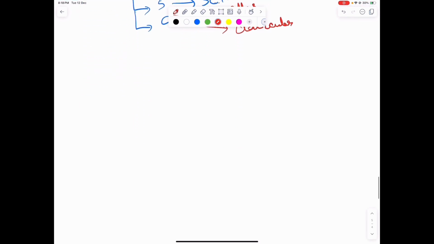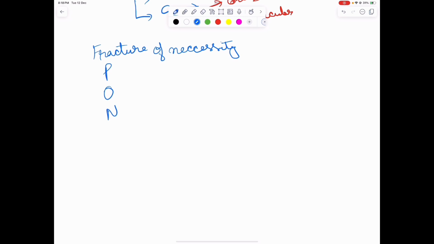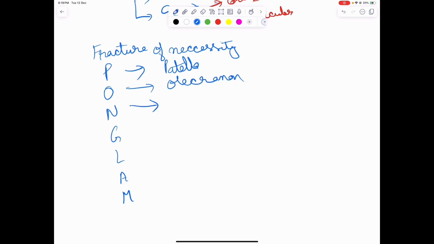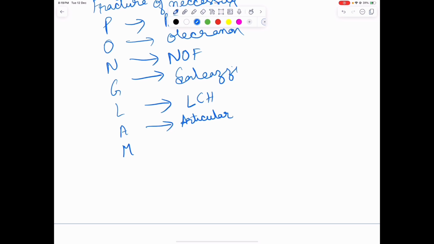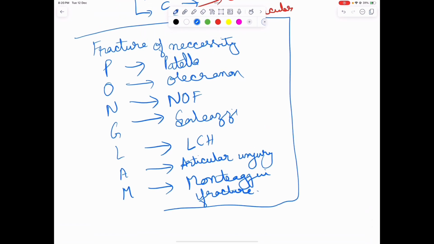Now there are some fractures of necessity. How will you remember fractures of necessity? They can be remembered by PONGLAM. P is patella, O is olecranon, N is neck of femur, G for Galeazzi fracture, L for lateral condyle humerus fracture, A for articular injury, M for Monteggia fracture. So for fractures of necessity, you can remember it by the mnemonic PONGLAM.